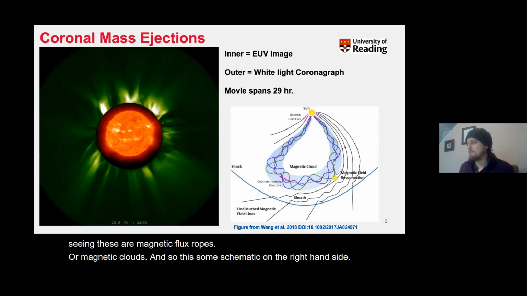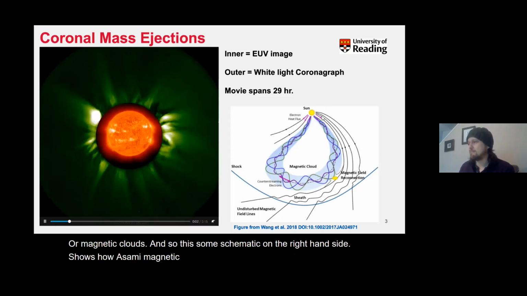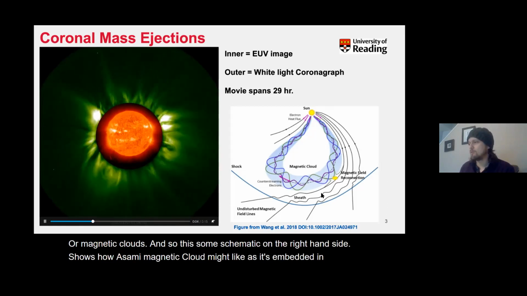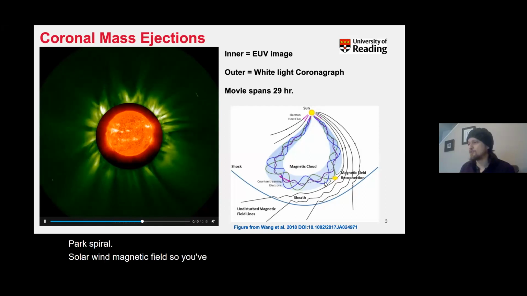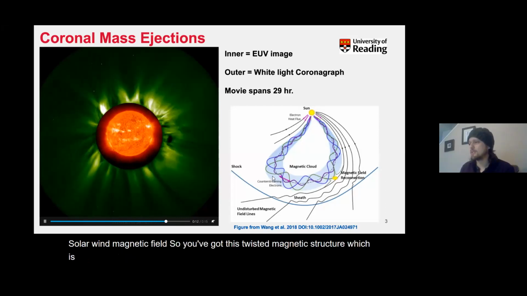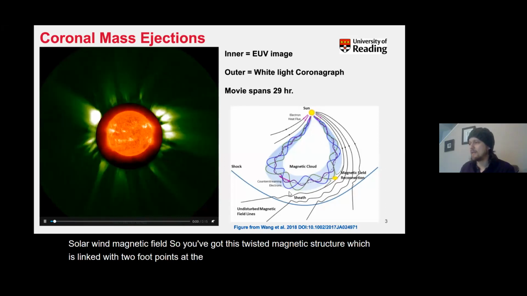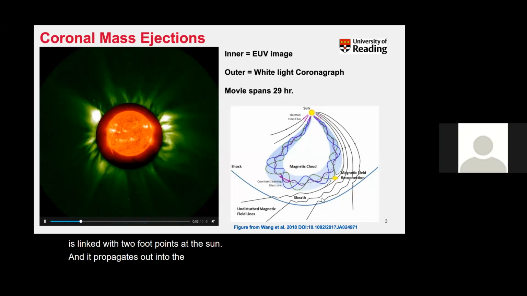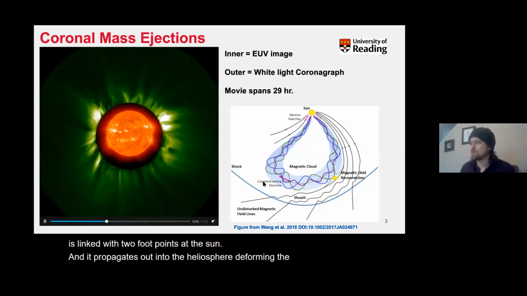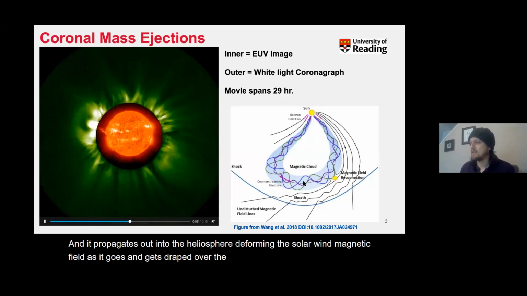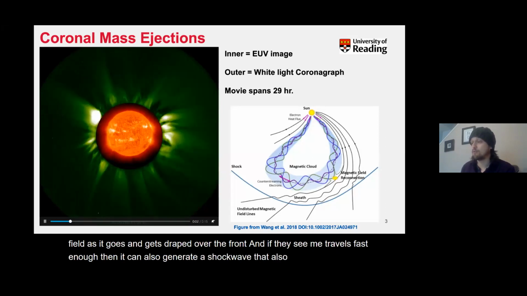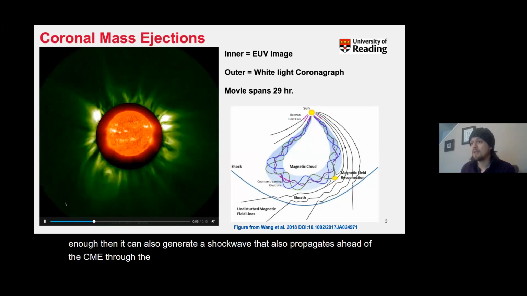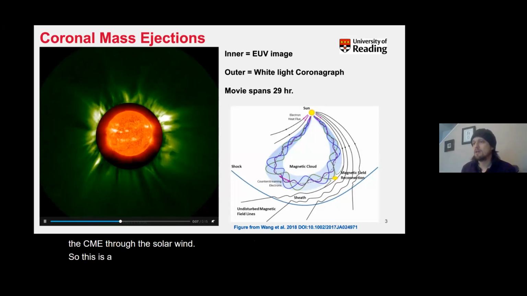This schematic on the right-hand side shows how a CME magnetic cloud might look as it's embedded in the Parker spiral solar wind magnetic field. You've got this twisted magnetic structure which is linked with two foot points at the sun, and it propagates out into the heliosphere, deforming the solar wind magnetic field as it goes and gets draped over the front. And if this CME travels fast enough, then it can also generate a shock wave that propagates ahead of the CME through the solar wind. And this is a view close to the sun.